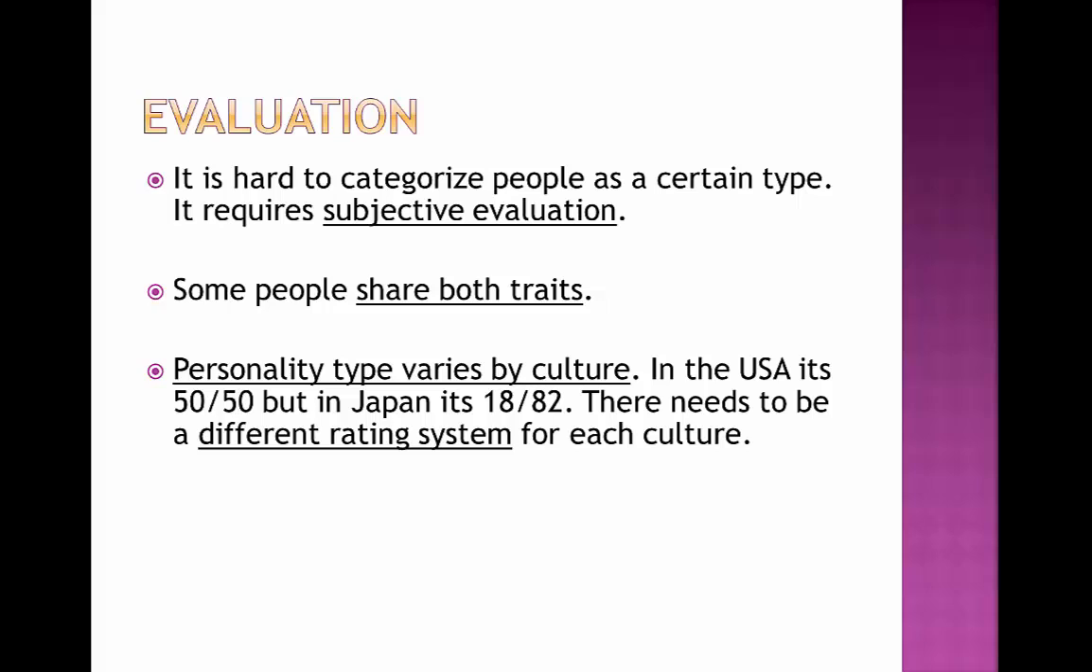Personality types also vary by culture. In the USA and the UK, it's 50-50. So if you comment down below, we should see that half of the viewers are Type A and the other half are Type B personalities. However, if we were doing this study in Japan, it's an 18 to 82 percent split. So 18% of all the viewers would comment that they're Type A, but 82% would comment that they're Type B. So there needs to be a different rating system for each culture. We can't compare people with Type A personalities in Japan and the UK.